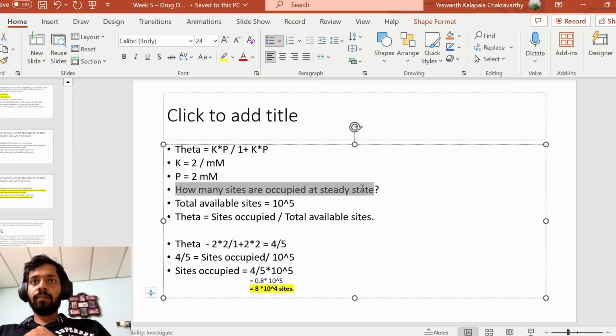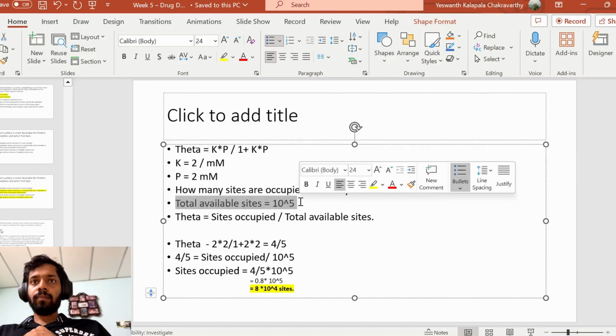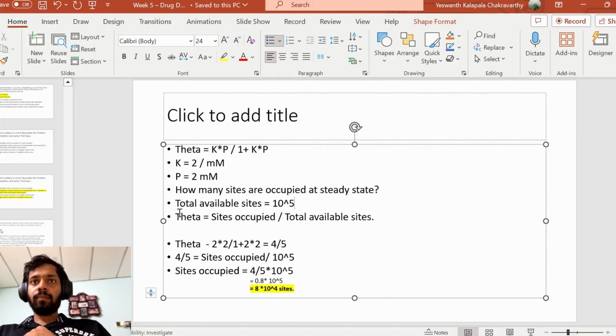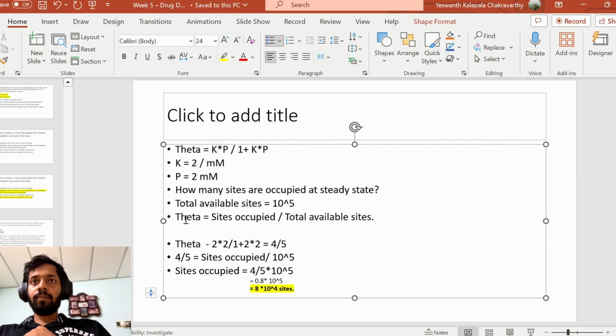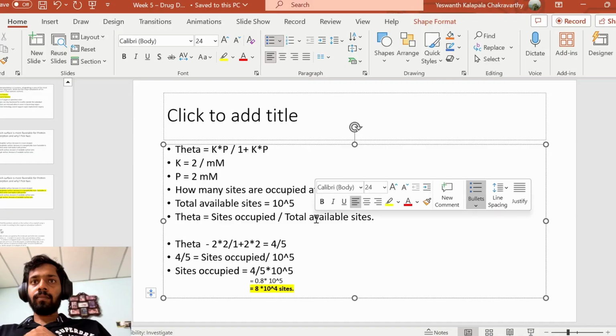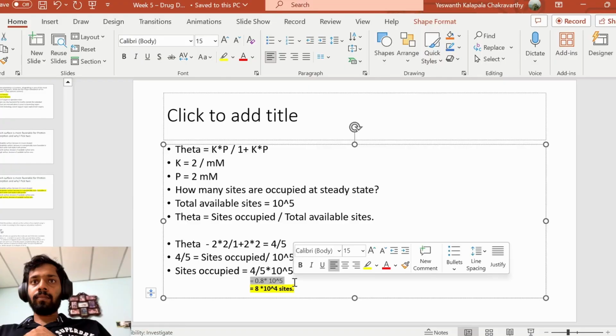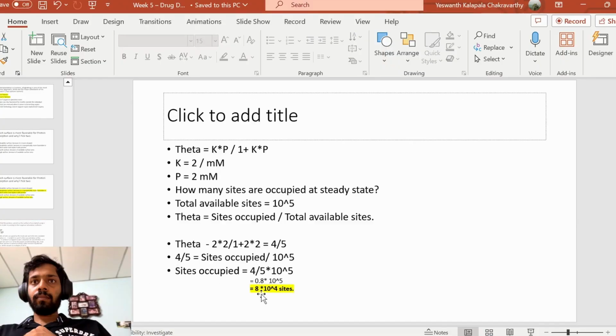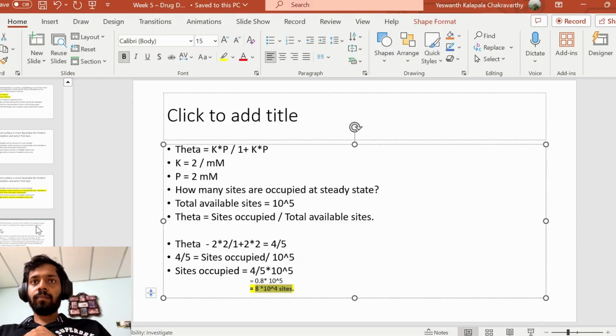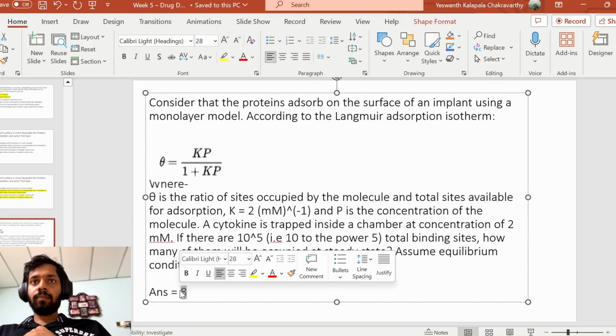Now the question is asking us how many sites are occupied at steady state. They've given us the total number of available sites, which is 10 to the power 5. They've also told us theta is equal to sites occupied by total available sites. Now, essentially what they're asking us to calculate is this, sites occupied, right? So, you can calculate theta. Theta is 4 by 5 or 0.8, and you know the total to be 10 to the power 5. So the answer would be 0.8 times 10 to the power 5, and since they're asking you to report it as a multiple of 10 to the power 4, the answer would be 8 times 10 to the power 4, or the final answer that you enter would be 8.